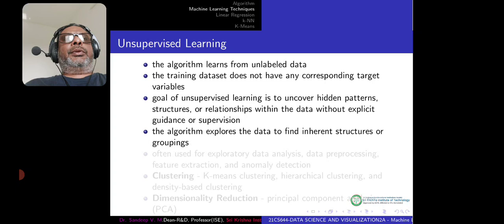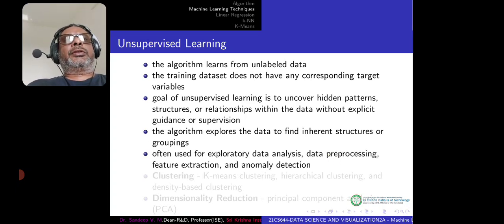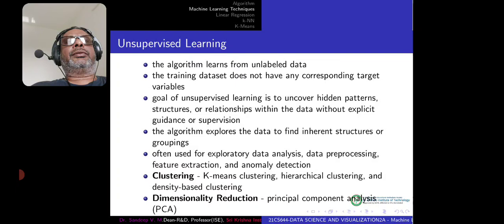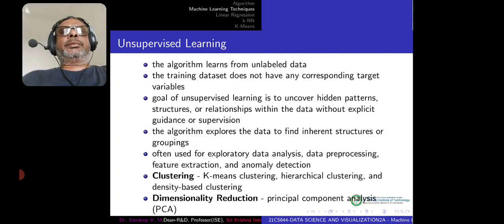These algorithms explore the data to find the inherent structures or groupings, often used for exploratory data analysis, data pre-processing, feature extraction, and anomaly detection. So the types of unsupervised learning, it may be clustering. So it can be k-means clustering, hierarchical clustering, and density-based clustering, or it can be dimensionality reduction like principal component analysis and so on. So there are basically two types of unsupervised learning.